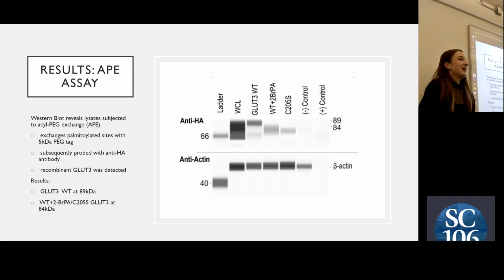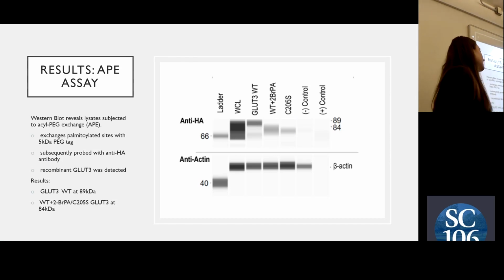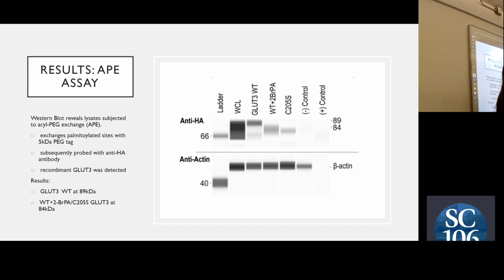Okay, so again, more data to further our suspicions that it's polymethylated. Now we also ran an APE-ESA or acyl-PEG exchange, which basically means that we added this 5 kilodalton PEG tag, and it's going to add itself wherever there is polymethylation, if any. So really briefly, when we look at this, we can see that our GLUT3 wild type, which is subject to polymethylation, is resting here at about 89 kilodaltons.